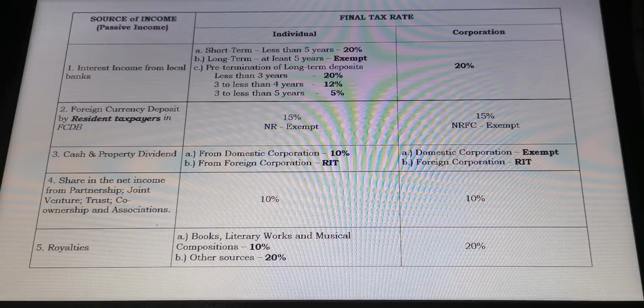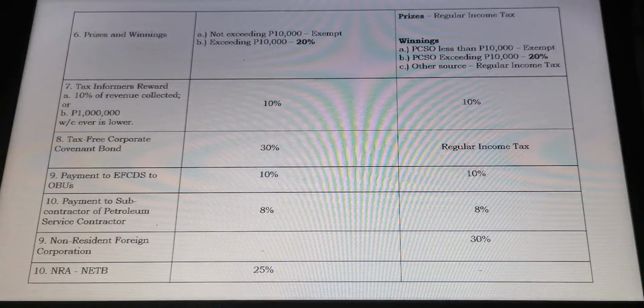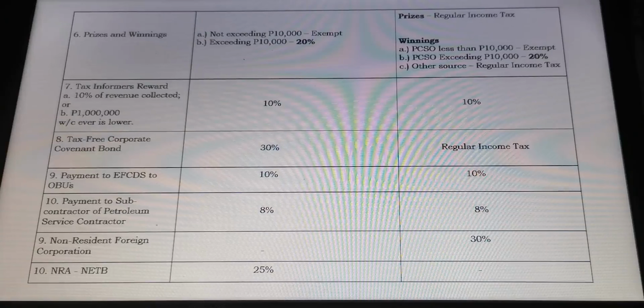So, yan yung mga different passive incomes natin. Yan, so we have interest, foreign currency deposit, dividend, royalties, and etc. And then, nakapaloob din dyan yung tinatawag natin na final tax rate. So, dito, kailangan nating mag-memorize ng mga tax rates. And, eto pa. So, prizes and winnings. Ayan. So, informer's reward, tax-free corporate covenant bond. Ayan, so andyan lahat ng final tax natin. So, kailangan nyo siyang i-memorize.